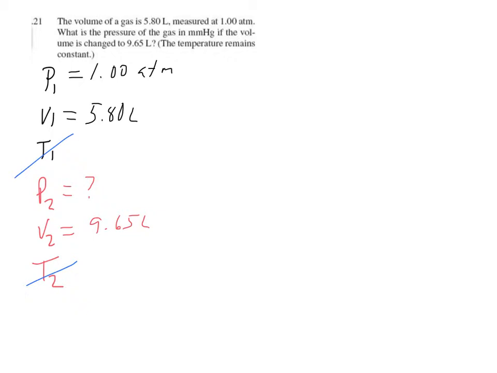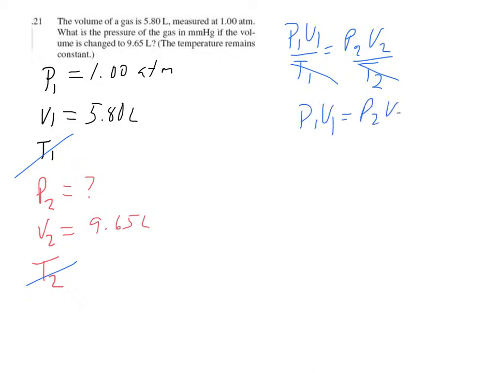So since temperature is constant, it falls out of the equation. Then we can rewrite our combined gas law. P1 V1 over T1 is equal to P2 V2 over T2. Since T2 and T1 are constant, we get P1 V1 is equal to P2 V2. We're looking for P2, so we'll divide both sides by V2. And that gives us P1 V1 over V2 equals P2. Then we can just put in our numbers.